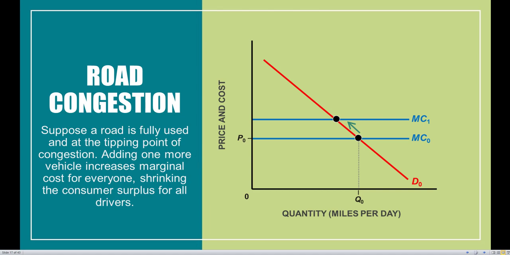So suppose that we are initially operating at MC0 and D0, that intersection right there. And MC0 is exactly the tipping point of road congestion. So if one more person actually entered into the highway, then the entire highway would be congested, and we would have a lot of pollution, and it would take us very, very long to get to our destination.